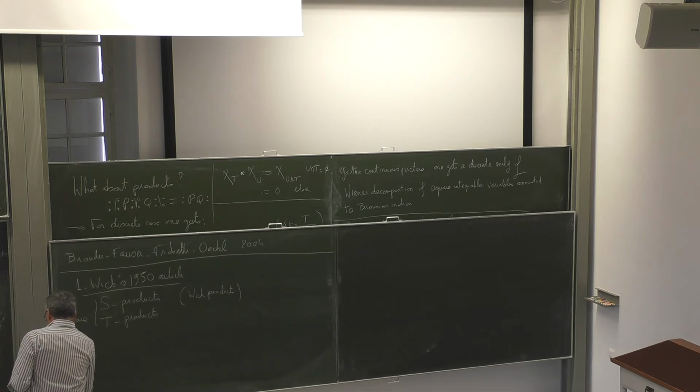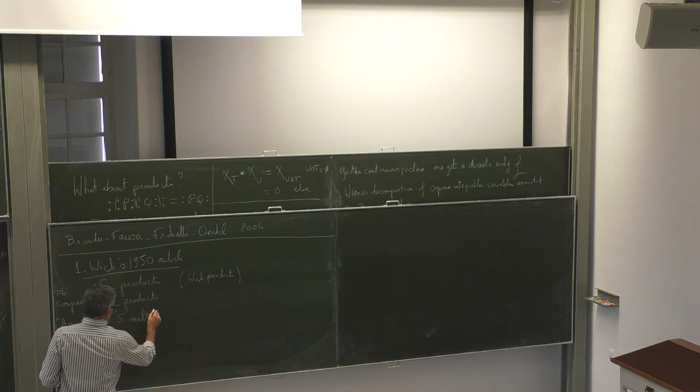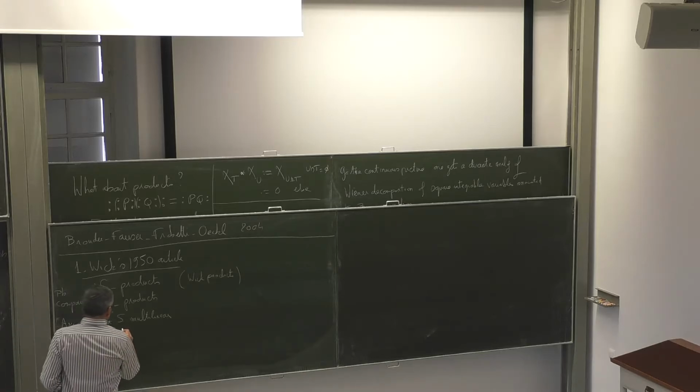And to do so, he has an axiomatic approach. It's really mathematical physics. He wants to develop tools for mathematics to understand constructions in physics that at the time were not correctly understood. And his axiom is that the S product is multilinear. So it's a standard product. And it has to satisfy the following rule.